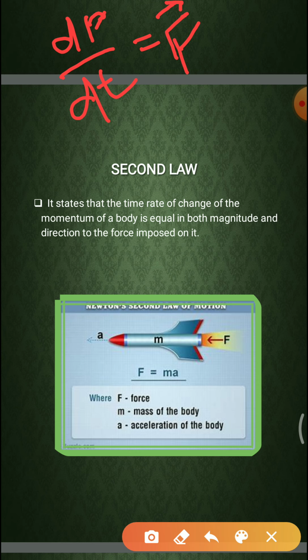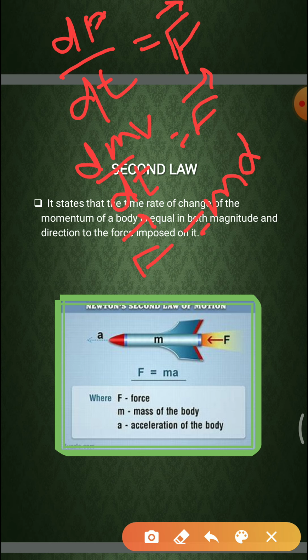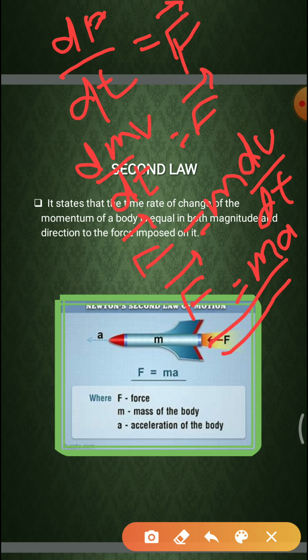When we are talking about momentum, we know that P, momentum, is equal to m into v. Therefore, d(mv) upon dt is equal to F bar. We can also write this as, since m, the mass of any body, is constant, m into dv upon dt. The rate of change of velocity is nothing but the acceleration. Therefore, force F bar is equal to m into a. This is the mathematical explanation of Newton's second law of motion.